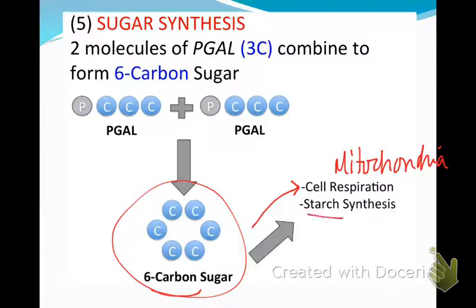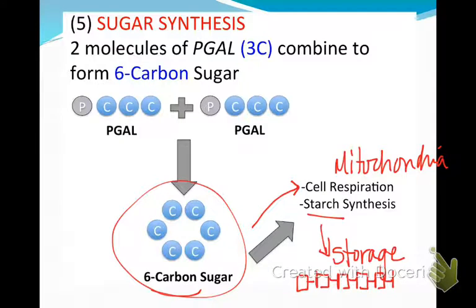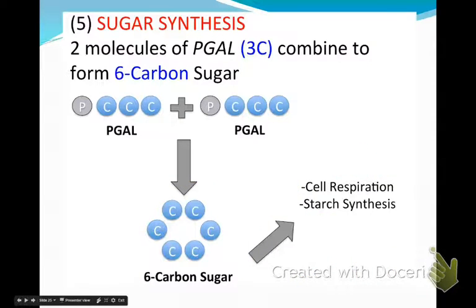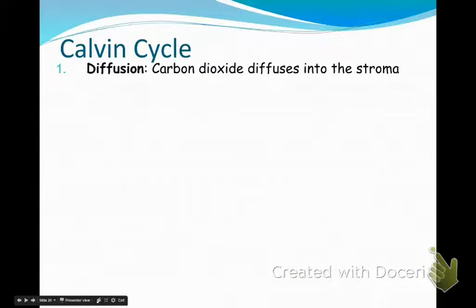But what if the cell has a whole bunch of glucose around and it doesn't need it right away? Well, it's going to store it. And it's going to store it as a long chain of glucose molecules, which is a starch. And remember, hopefully from your macromolecules unit, a starch molecule is a polysaccharide. Lots of single glucose molecules strung together. And it would be stored in the stem or in the root system.